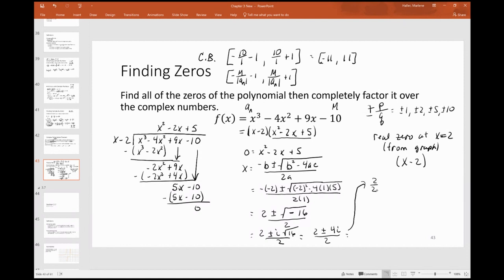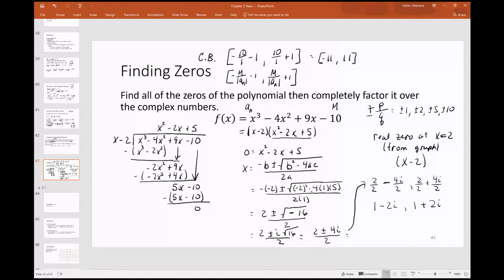I'll have 2 over 2 plus, well, let's do the minus first, minus 4i over 2. And then I'll have 2 over 2 plus 4i over 2. Of course, these reduce. 2 over 2 is just 1. 4i divided by 2 is 2i. So we have 1 minus 2i as one answer, and then we have 1 plus 2i as a second answer.